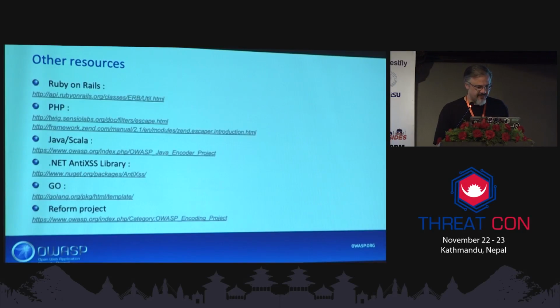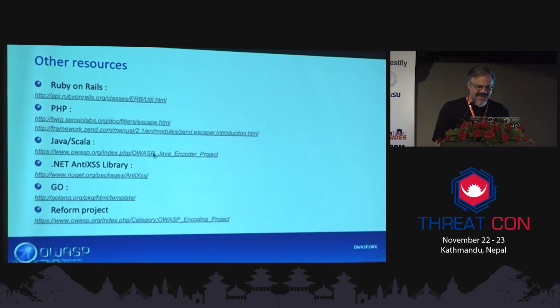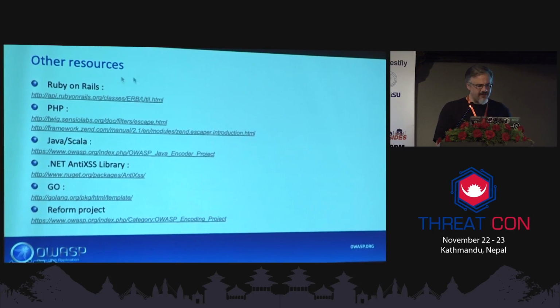What else do we have here? Here are other escaping libraries in every major language. Again, I'm going to give you a copy of these slides. We're going to move fast, but you'll have access to these slides to look into the details later on. So Ruby on Rails, PHP, Java, Scala, .NET, Go, all of these different languages have escaping or encoding libraries built into them in some way, so you can stop these injection attacks.